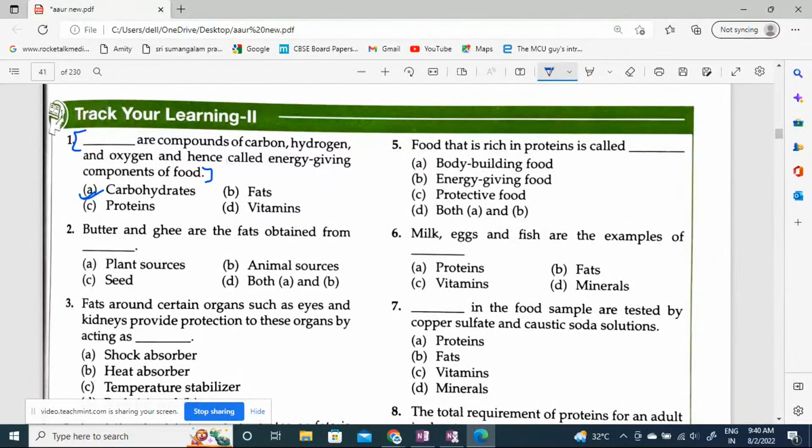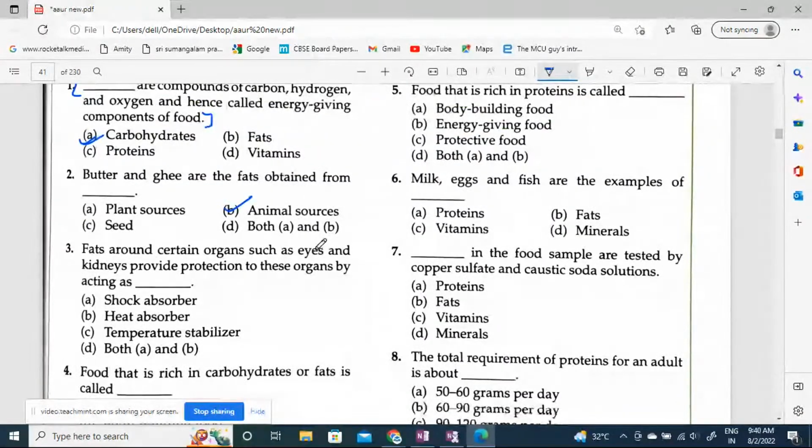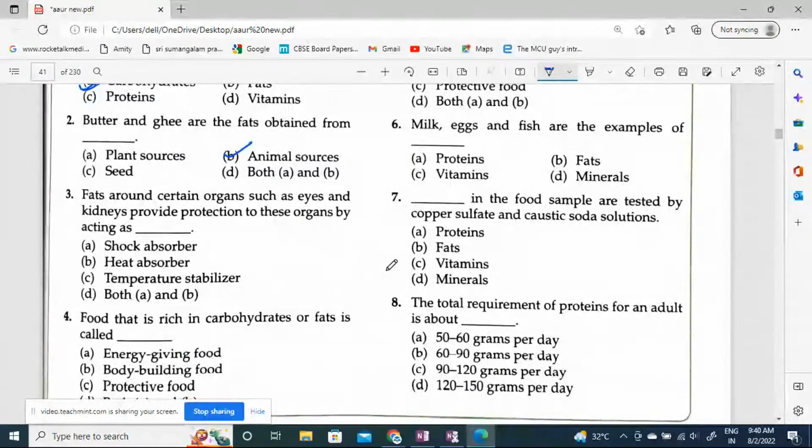Animal sources. Saturated is animal and unsaturated is plant, but it depends. Okay, third one: fats around certain organs such as eye and kidneys provide protection to these organs by acting as a shock absorber. Energy giving.